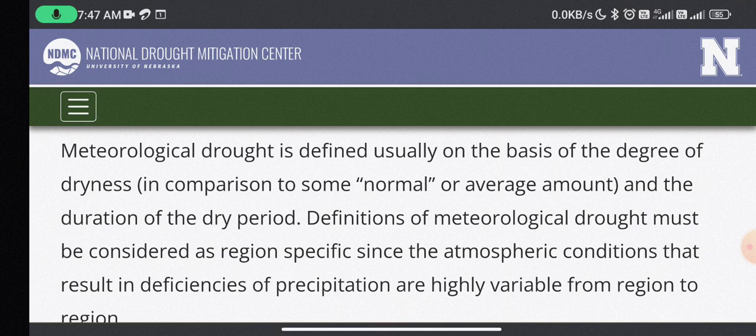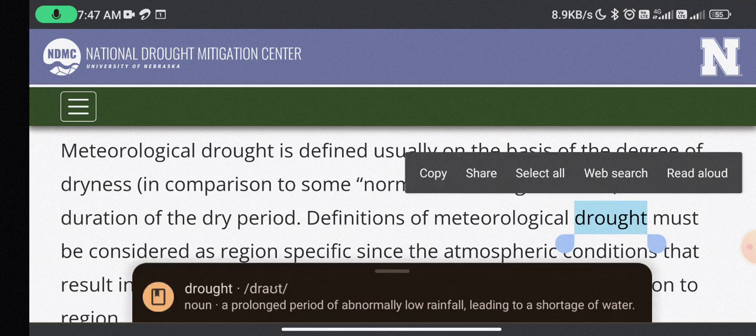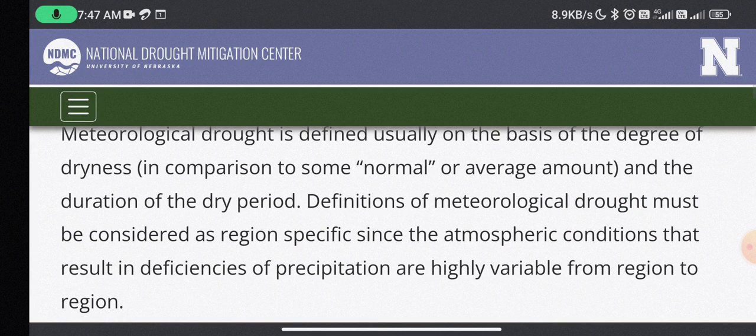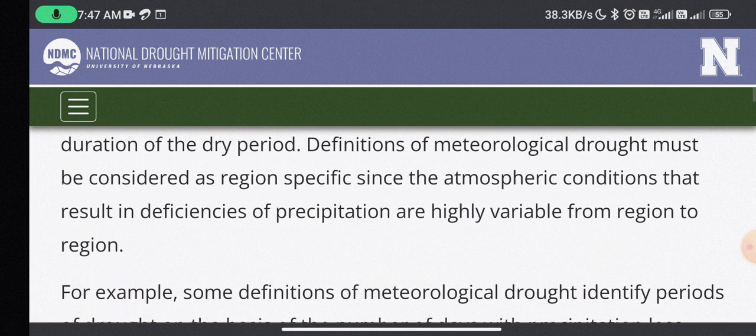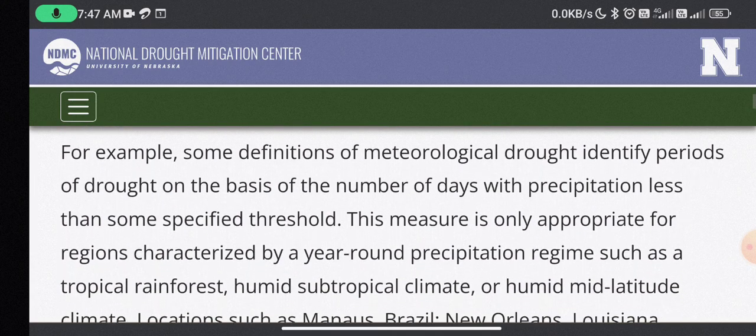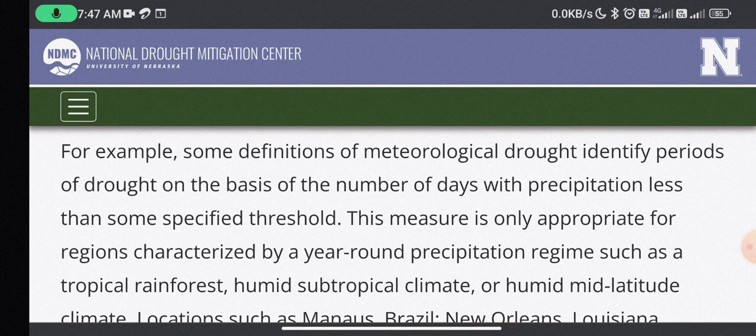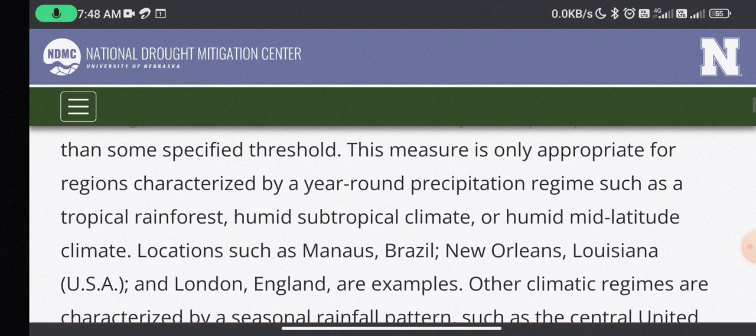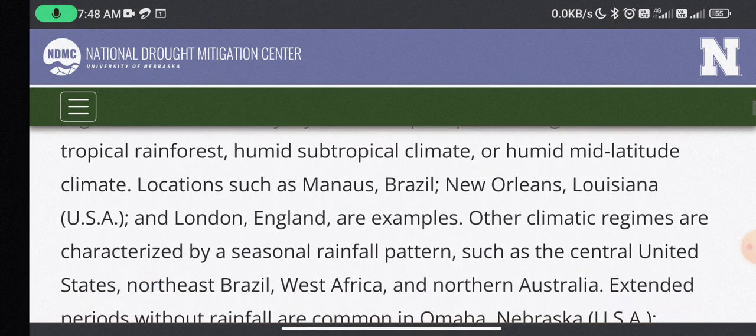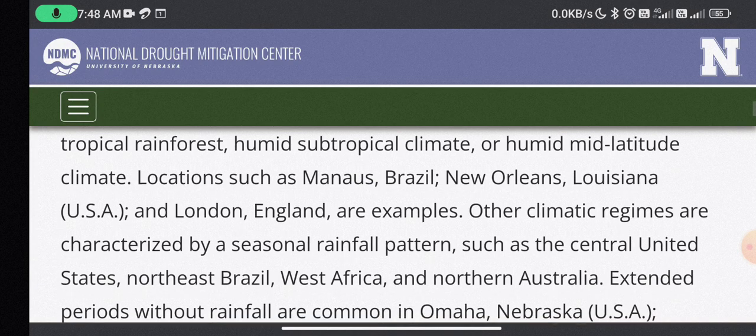Definitions of meteorological drought must be considered as region specific, since the atmospheric conditions that result in deficiencies of precipitation are highly variable from region to region. So meteorological drought is region specific. For example, some definitions identify periods of drought on the basis of the number of days with precipitation less than some specified threshold. This measure is only appropriate for regions characterized by year-round precipitation regimes such as a tropical rainforest, humid subtropical climate or humid mid-latitude climate. Locations such as Manaus, Brazil, New Orleans, Louisiana and London, England are examples.